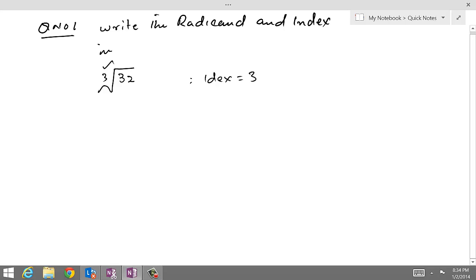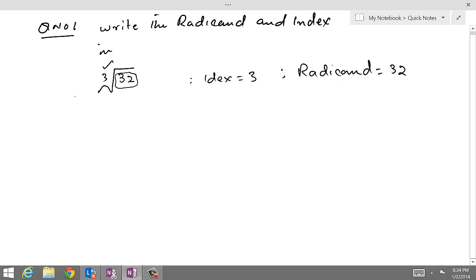This is what's called the index, and the radicand is the number for which we are taking the radical sign. So this number right here, that's called the radicand. So what is the radicand? It is equal to 32.